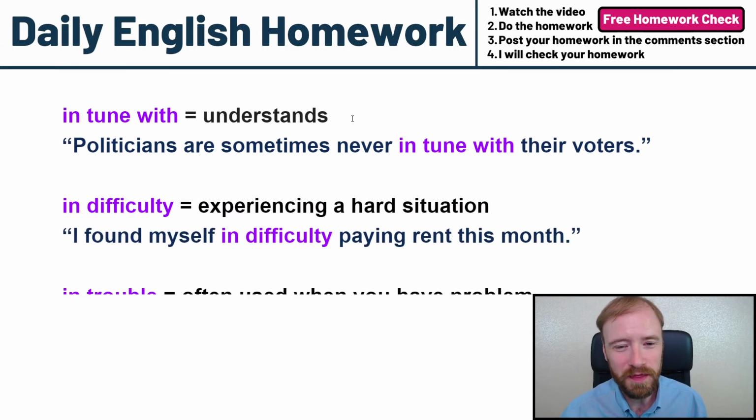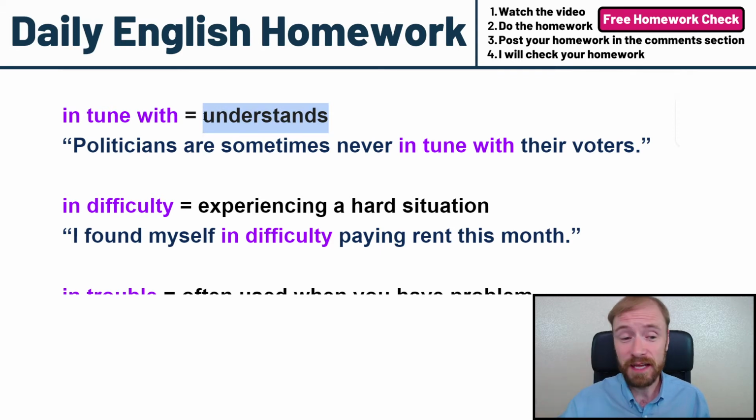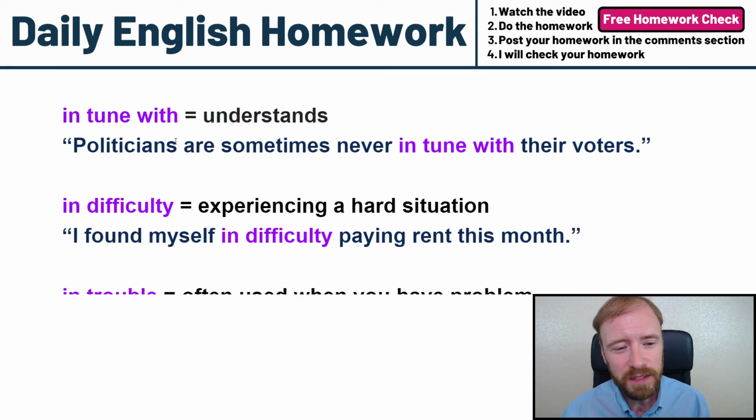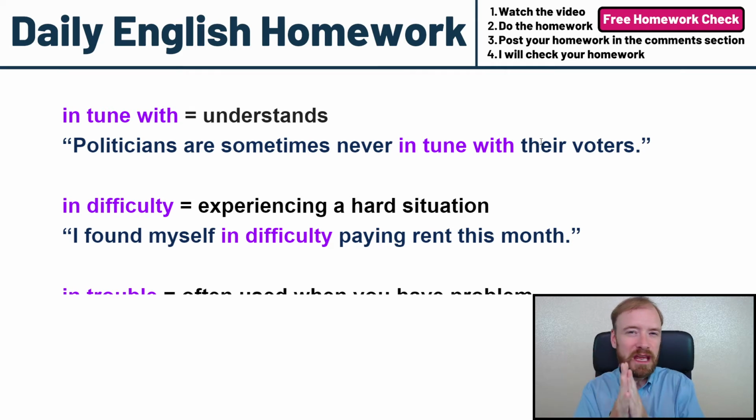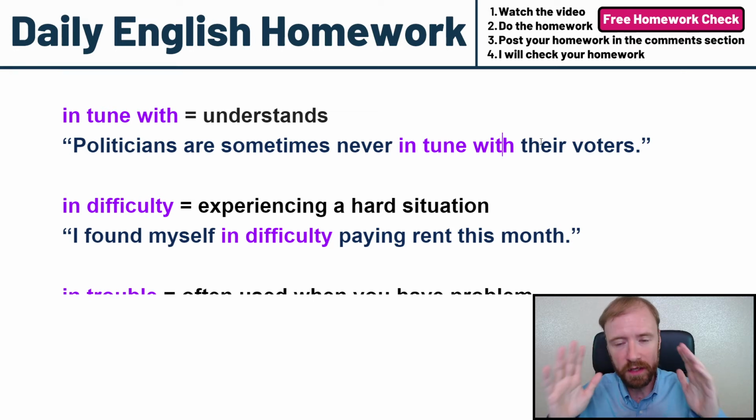In tune with means you understand. Politicians are sometimes never in tune with their voters. So the politicians, sometimes they don't match their thinking to the voters. So we would say, if you're in tune with someone, you are thinking the same thing. And if you're not in tune with someone, you don't match in what you're thinking.